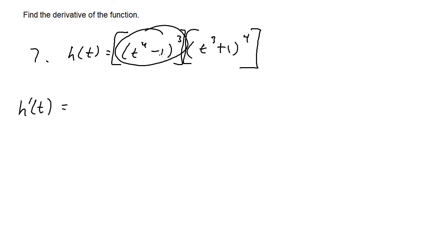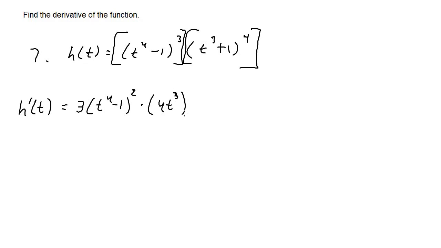So first, the derivative of the first function. Because we do have an inner function raised to the 3rd power, we have to use the chain rule. So we bring the power down, leave the inner function alone, subtract the power by 1, 3 minus 1 is 2, and multiply by the derivative of the inside function. Derivative of the inside function, t to the 4th minus 1, is 4t cubed. And then we multiply by the second function unchanged. So once again, we took the derivative of the first function, we have to multiply by the second function unchanged.